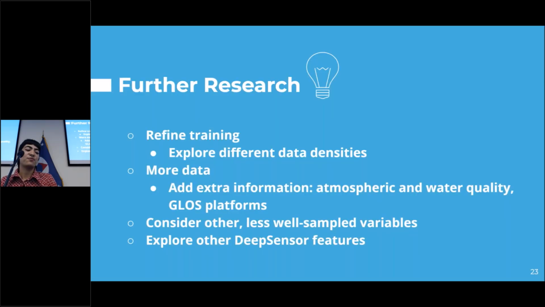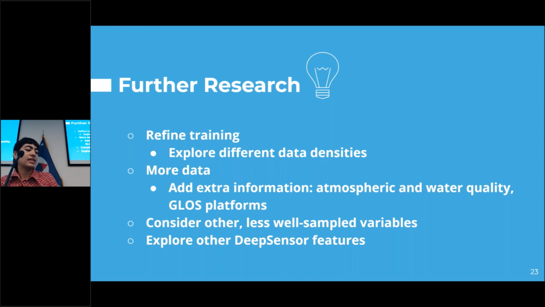So if we look at some further research directions, we can definitely refine training, exploring different densities. Is there some amount of random points or number of training days that will converge and also capture the ground truth and give us the most information possible looking at uncertainty? We can add more data in addition to bathymetry and a lake mass, such as atmospheric variables like ENSO or water quality, and also existing Great Lakes observing system platforms. And we could also consider other less well sampled variables. So instead of trying to highlight uncertainty in sea surface temperature, look at something like water quality.